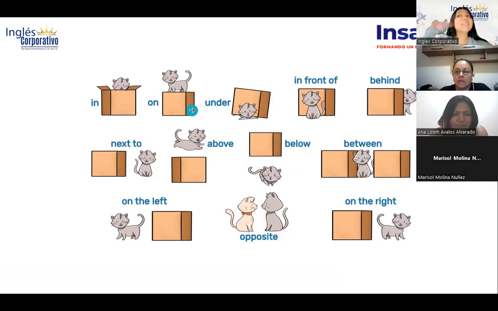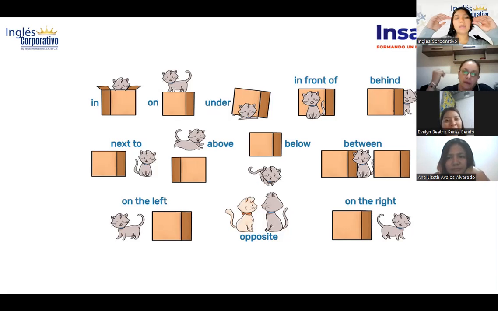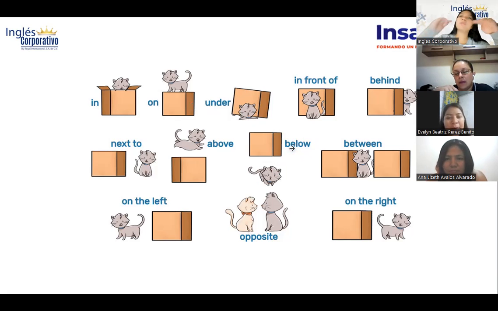Cuando usted dice, for example, que sus zapatos están debajo de la cama, ¿cómo puede decirlo? The shoes are below the bed. Estamos con below, debajo. En este caso, los zapatos no tocan la cama, ¿verdad? Si se fija, están los zapatos y hay un espacio. Entonces, esa es la idea. Los zapatos están abajo de la cama. The shoes are below the bed.